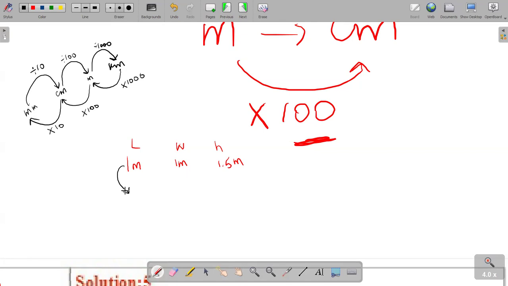All right, so let's go. So that means this would be what? 100 centimeters, 100 centimeters, and 150 centimeters. So now it's all in centimeters, I can find my volume. So somebody with a calculator, 100 times 100. Actually, you don't even need a calculator, to be honest.